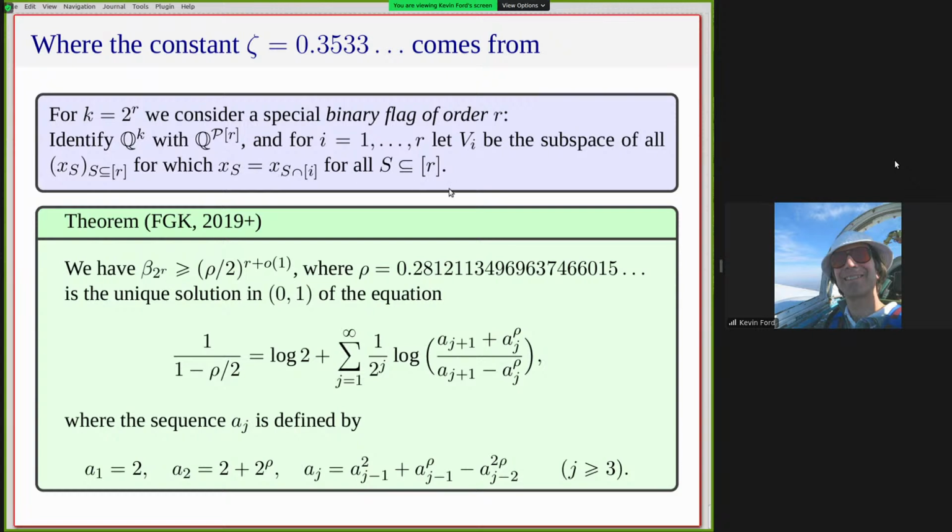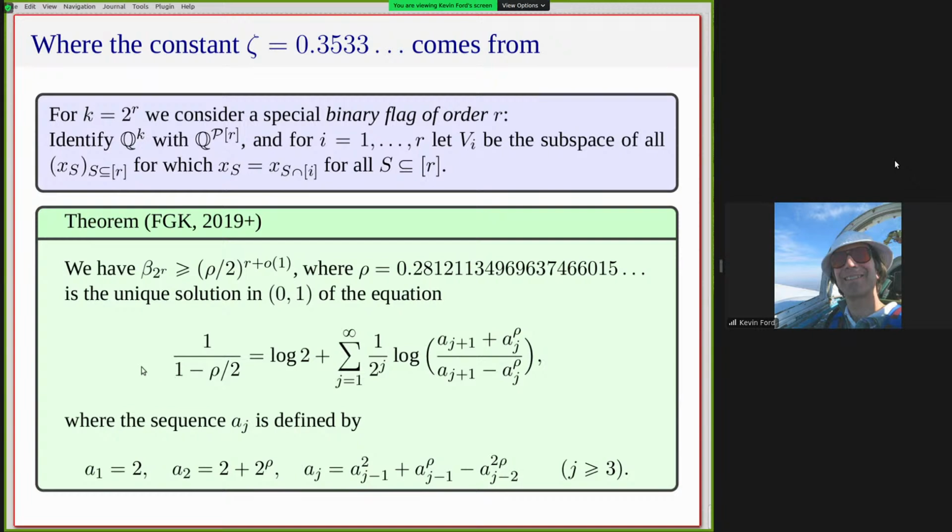This is a special definition. Then we're able to prove that the beta parameter with index 2 to the r is at least rho over 2 to the r, essentially, where rho is a very specific number. After some long, difficult analysis, it turns out that it's the unique solution of a very messy looking transcendental equation. At the bottom, there's a recurrent sequence, but that recurrent sequence depends on rho. Then we plug that into this sum over here and try to set equality.